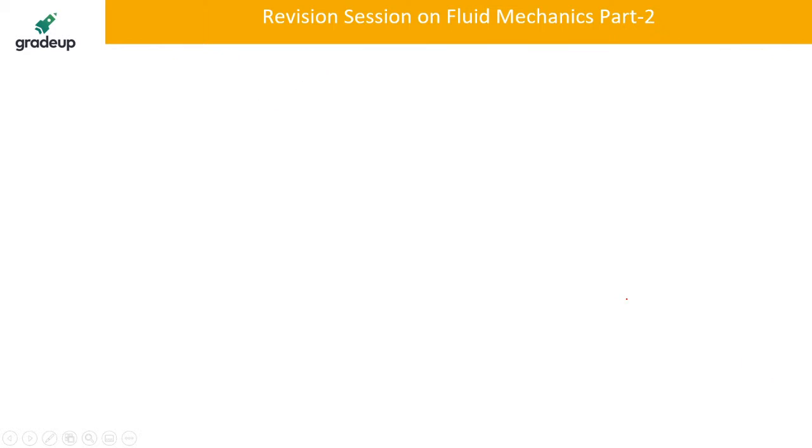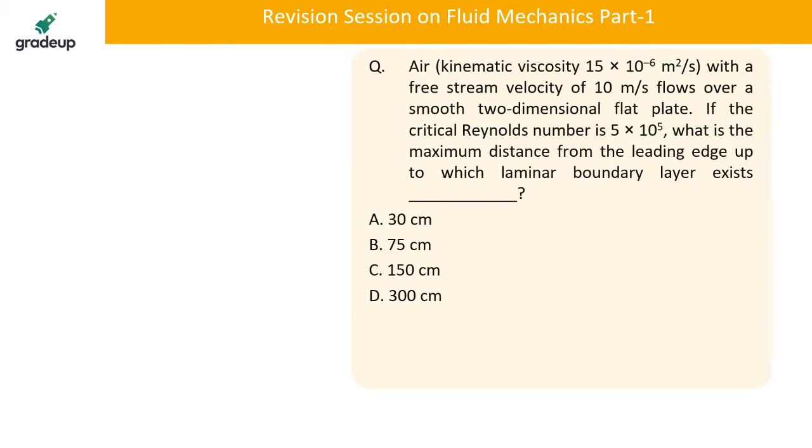Okay, clear everyone? Next question: air having kinematic viscosity of 15 × 10^-6 with a free stream velocity of 10 meter per second flows over a smooth two-dimensional flat plate. If the critical Reynolds number is 5 × 10^5, what is the maximum... Critical Reynolds number क्या होता है?